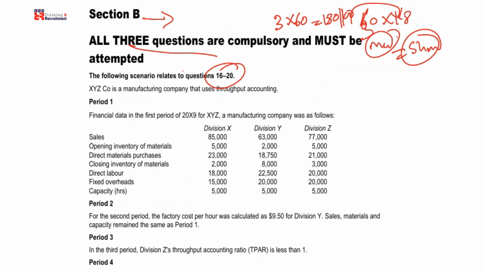And it says throughput accounting, XYZ company, manufacturing. What are the ideas regarding throughput accounting? Sales minus material gives you throughput contribution. That's what you'd like to maximize. Any other costs in the organization are treated as fixed cost. And the other one is the throughput accounting ratio, where you want a ratio of more than one.